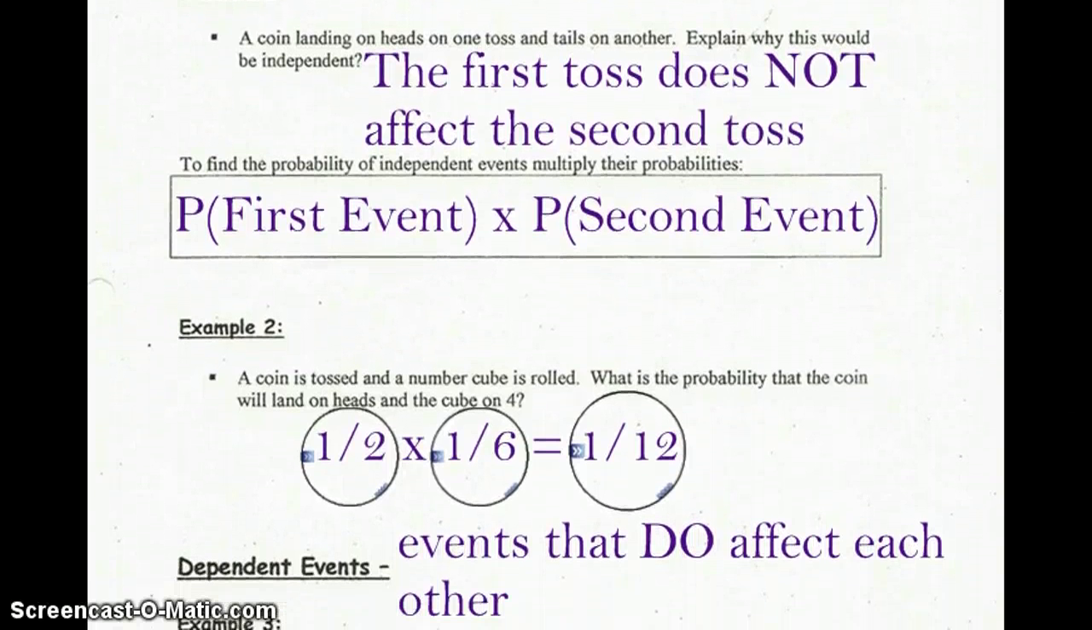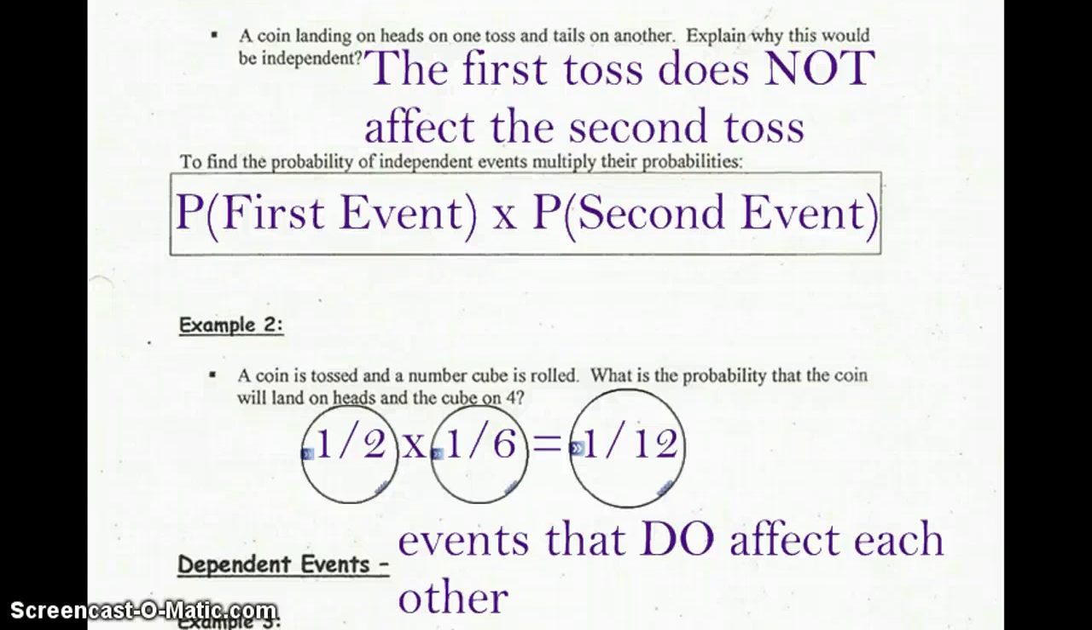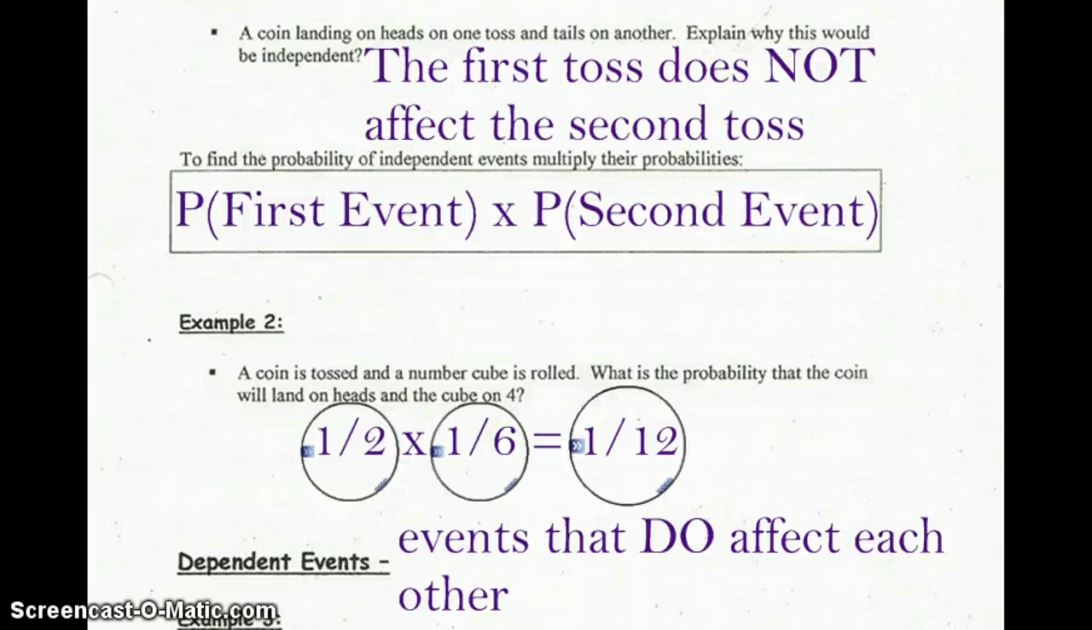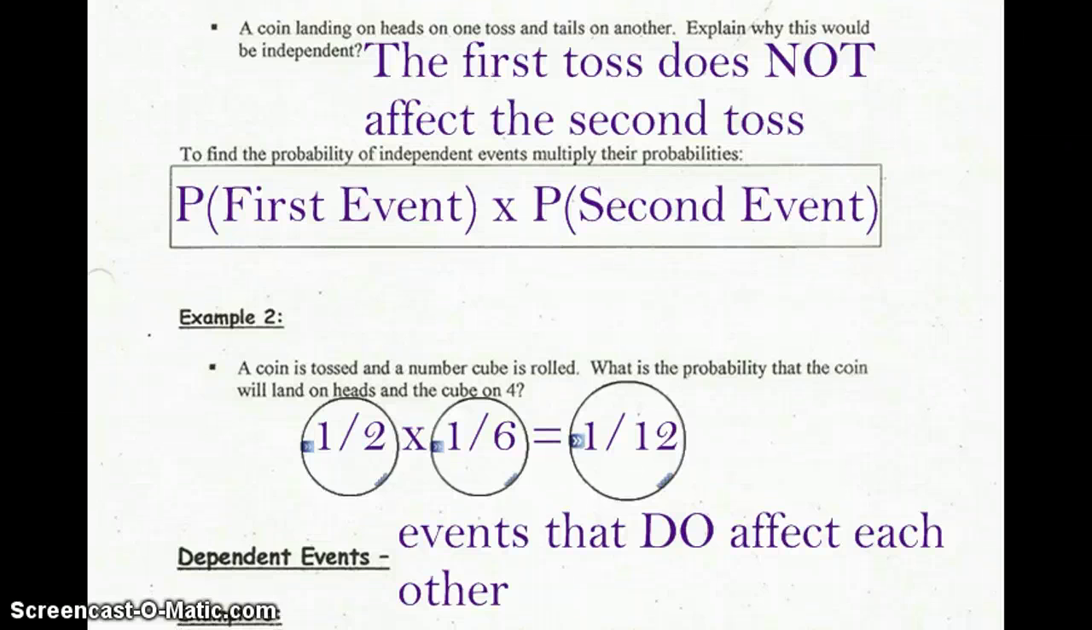Dependent events are events that do affect each other. They're dependent on each other. This means that the first event is going to have an effect on what happens for the second event.